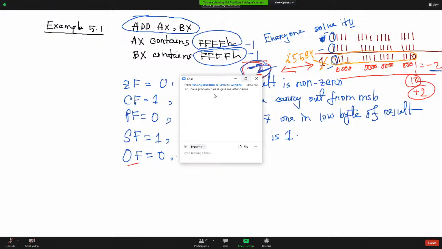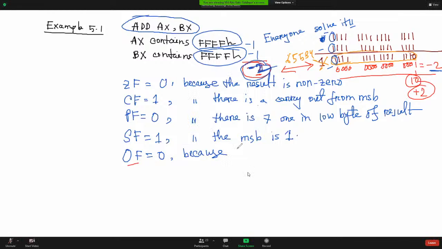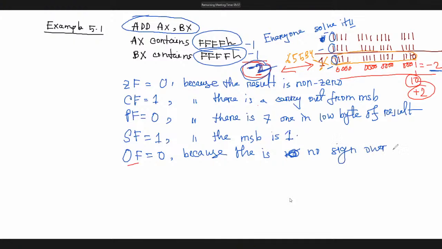So OF equals 1 because there is no sign overflow. Okay, so that's why OF equals 1. So 1, 2, 3, 4, 5. What about AF?